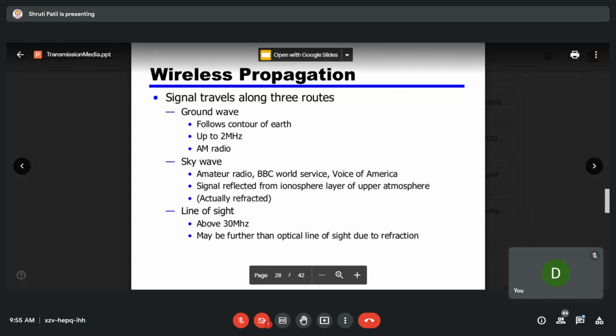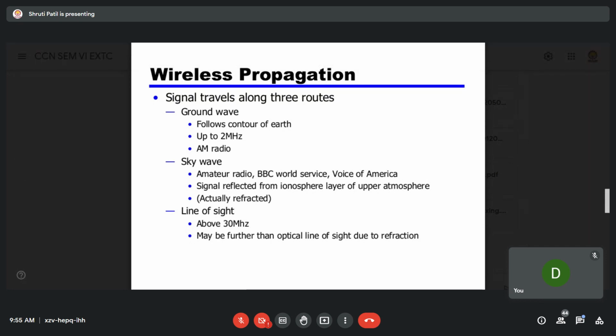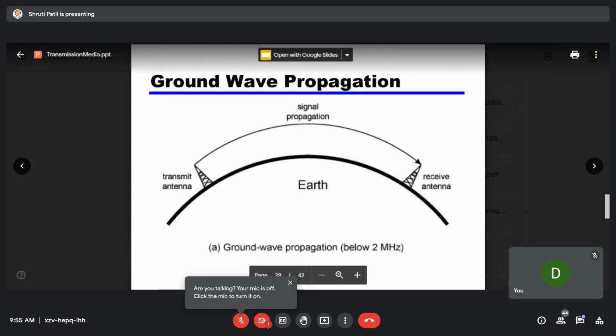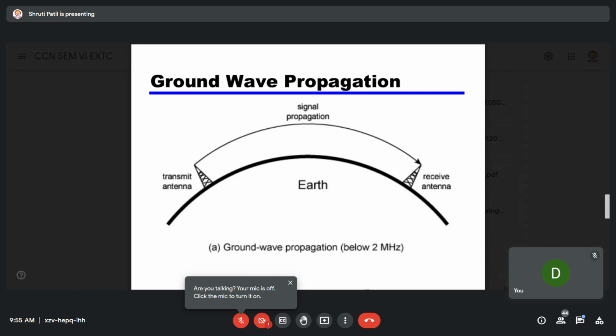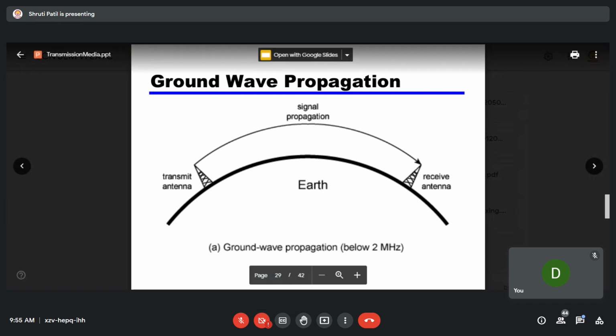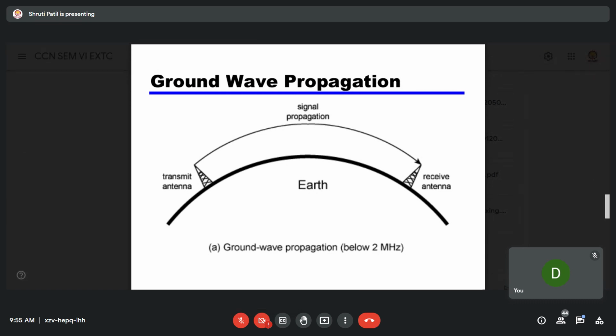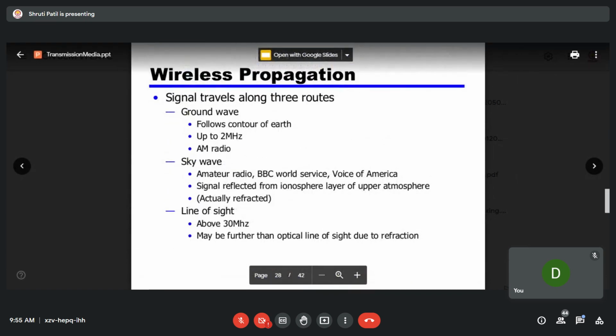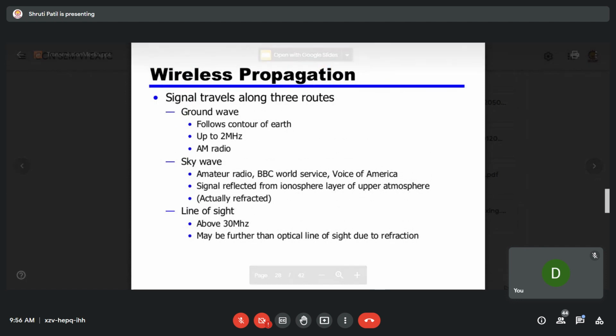Again, wireless propagation can have three routes. The signal travels through ground wave propagation, sky wave propagation, and line of sight propagation. Ground wave propagation means, for example, this is a transmitter, this is the receiver. Ground wave propagation is below 2 megahertz. The signal propagates along the earth surface, following the contour of the earth. It is up to 2 megahertz, and AM radio uses this ground wave propagation.